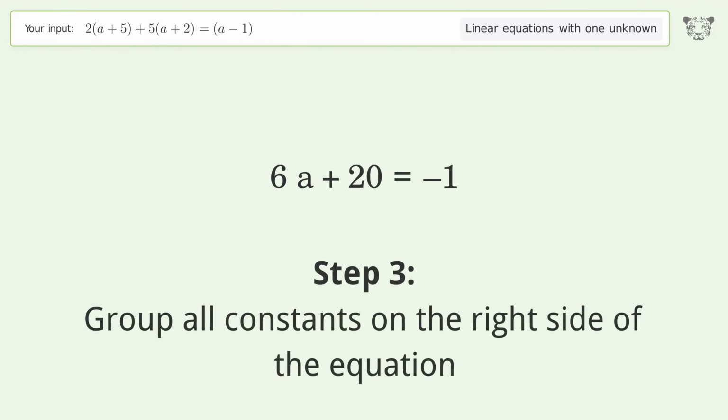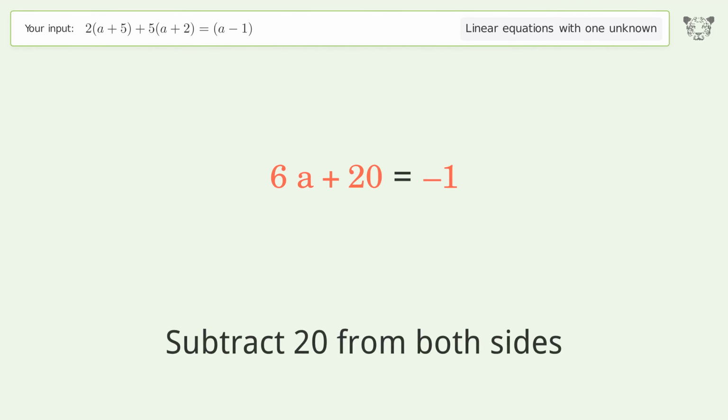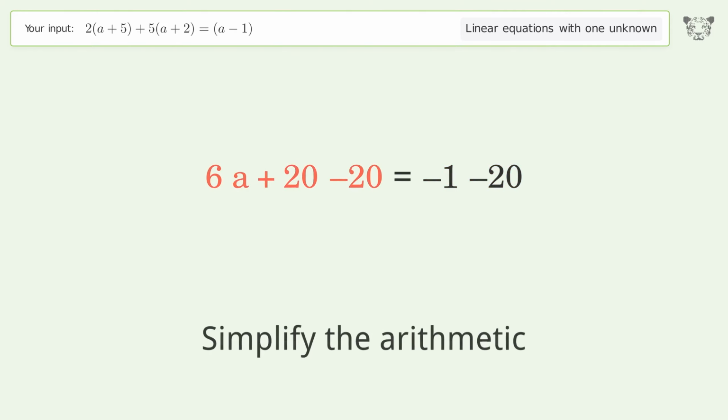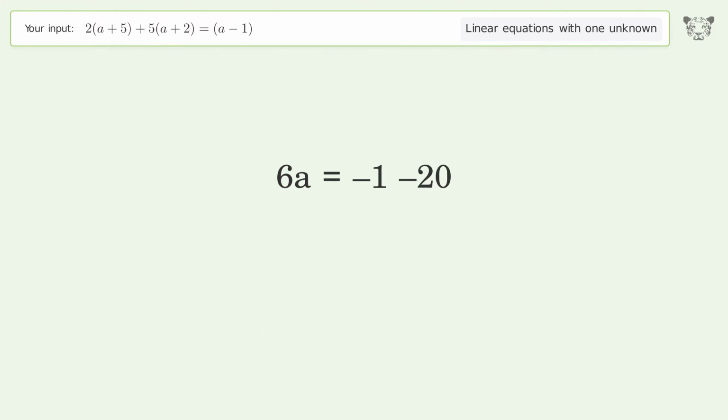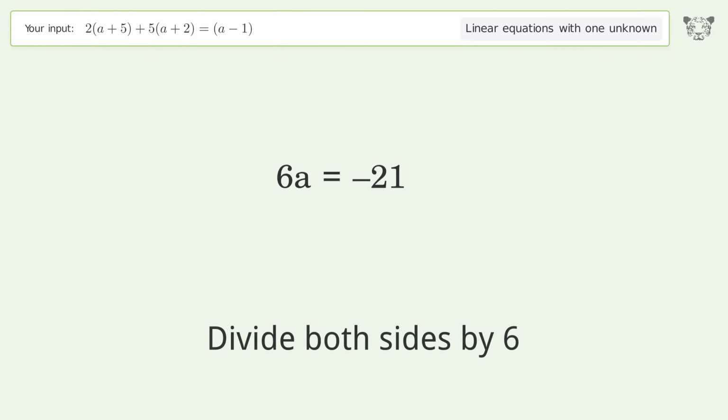Group all constants on the right side of the equation. Subtract 20 from both sides. Simplify the arithmetic. Isolate the a. Divide both sides by 6.